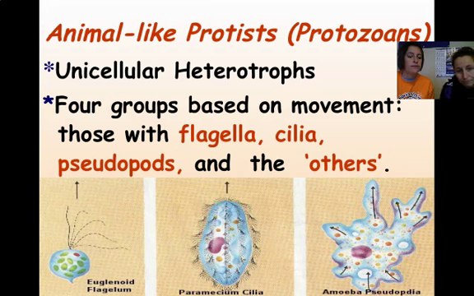There are four groups of these animal-like protists, and they're based on how they're able to move. So there's the flagella, with the tail-like structures that you've seen before. They can also move by cilia, which are the hair-like structures on the outside of the organisms, or by pseudopods, which you can see here, these structures extending out from the organism. The last category would be the group that moves by something else besides these three.